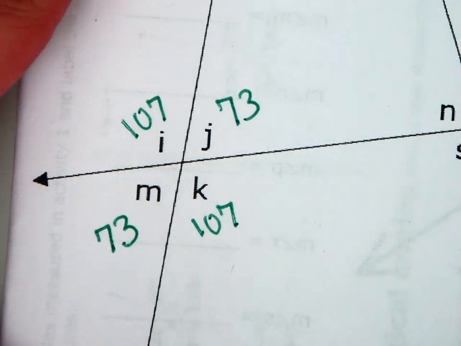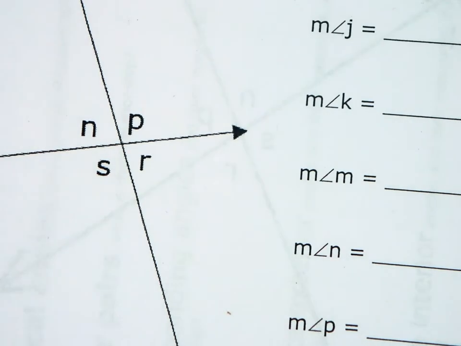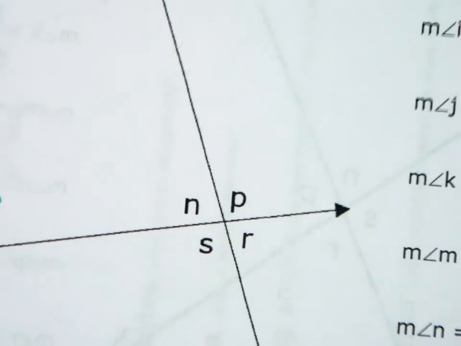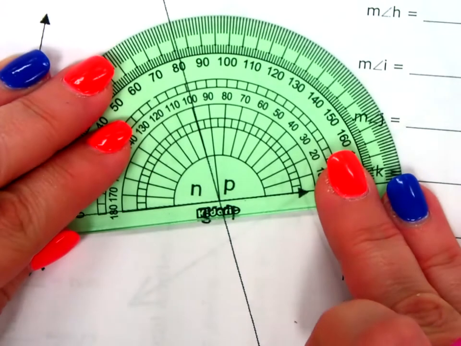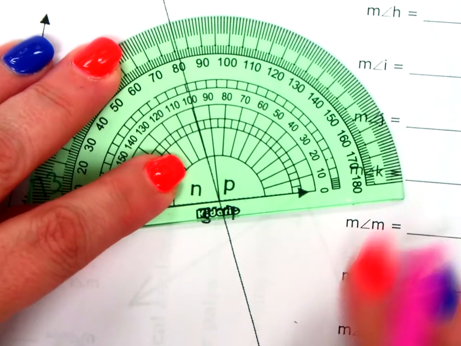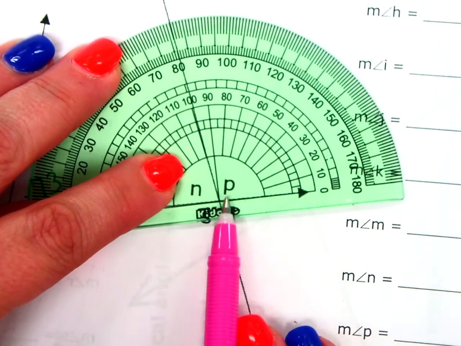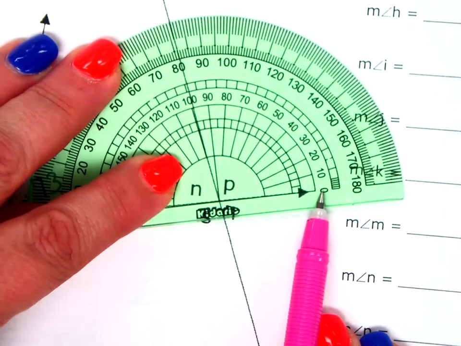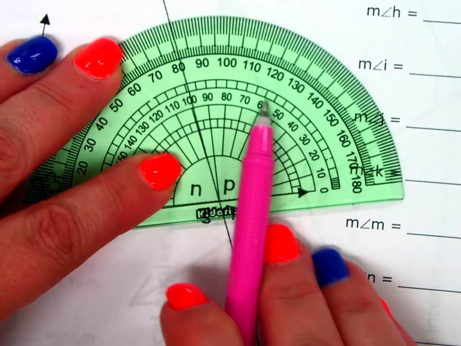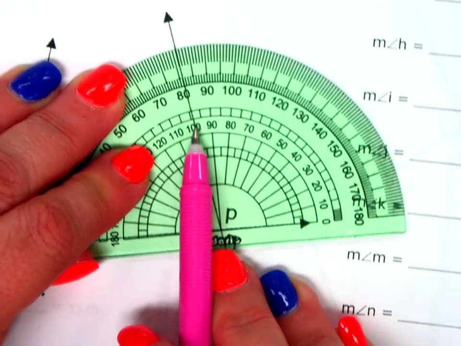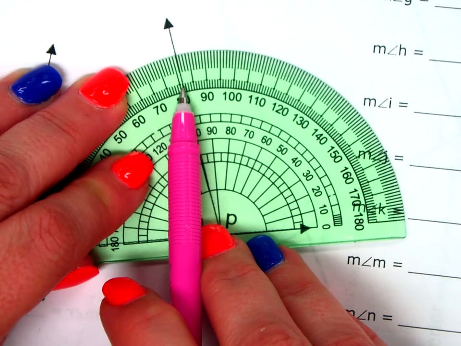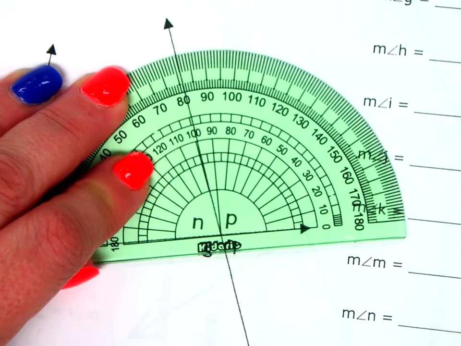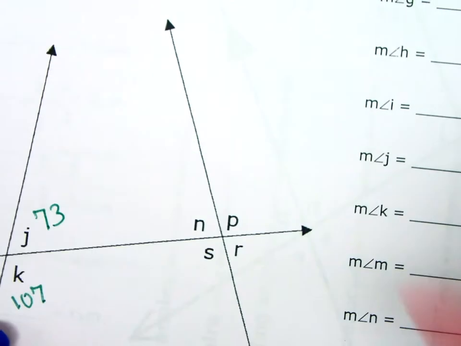Then the next one, what color should I do next? Let's do pink. N, P, S, and R. Which one do you want me to measure? P. So if I'm going to measure P, I'm going to line up here. P goes out to 0 on the inside numbers, so that means I'm using the inside numbers when I come out. So it's just in front of the 100. So the 100 up here is where the 80 is. So what would you say this is? 99? Okay.